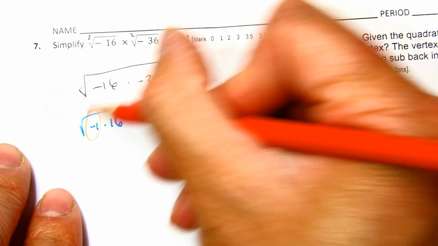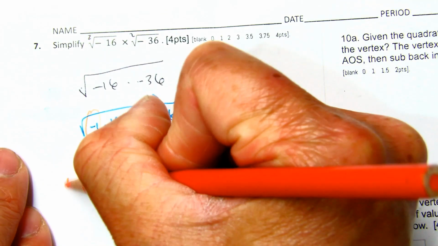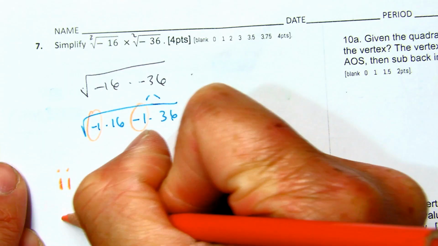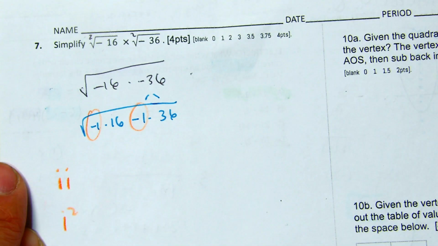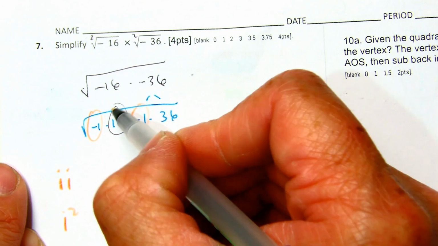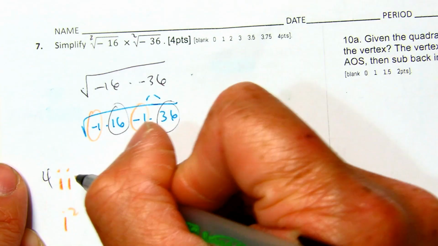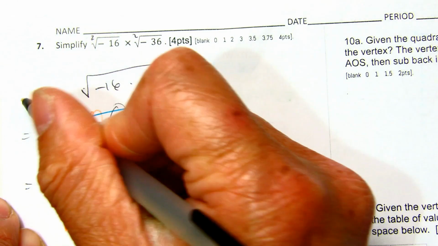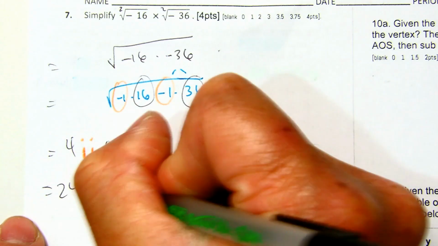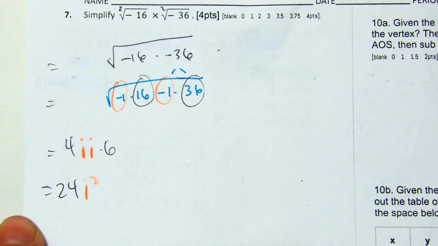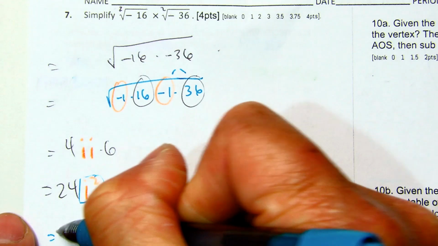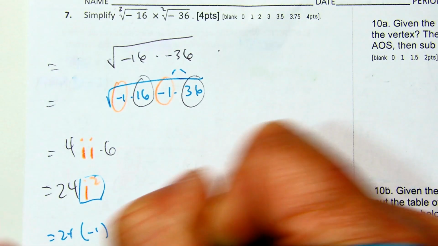The square root of negative 1 is i, and the square root of negative 1 is i. Or essentially that's i squared on the outside. Square root of 16, this comes out, that is 4. And that one is a 6. So here you're going to get 24i squared. i squared is equal to negative 1. So your answer is negative 24.